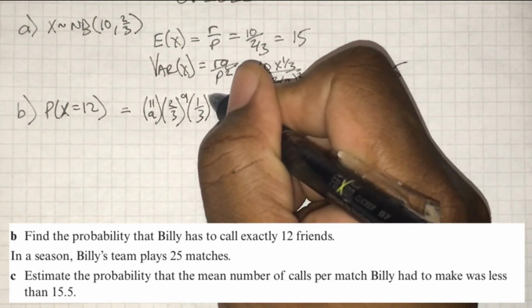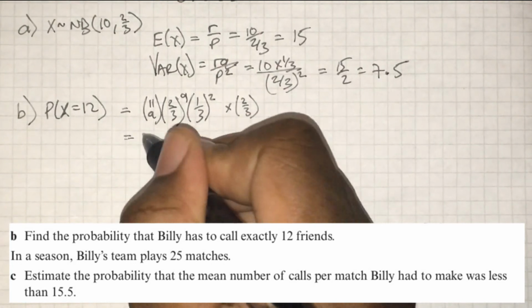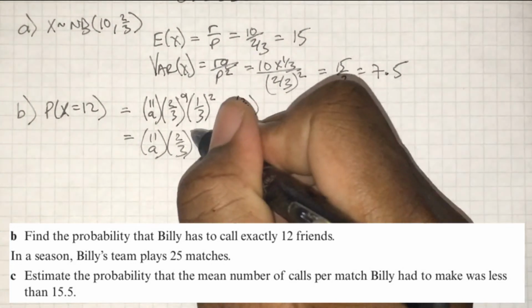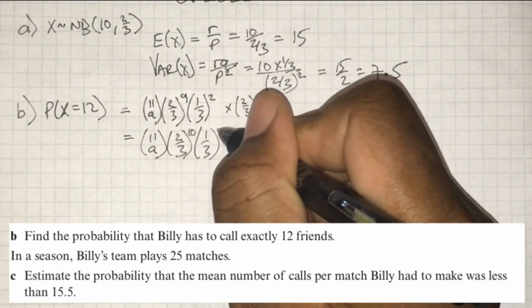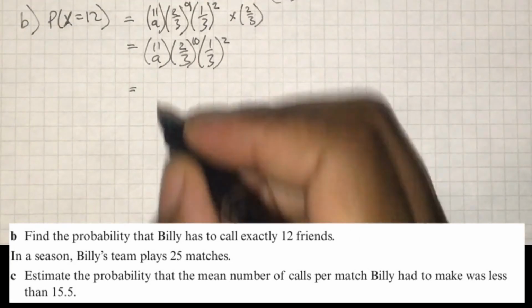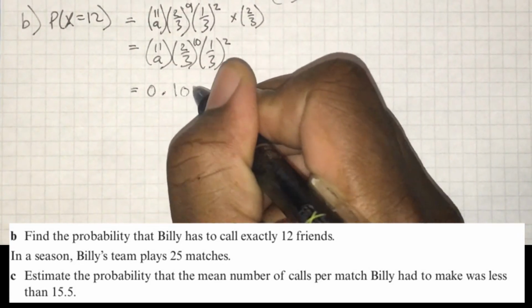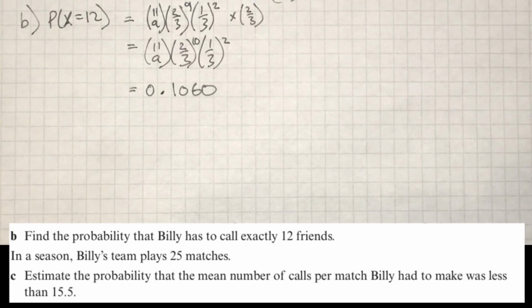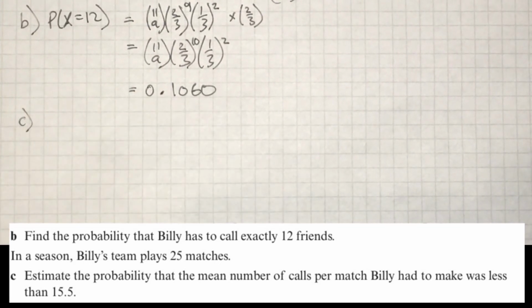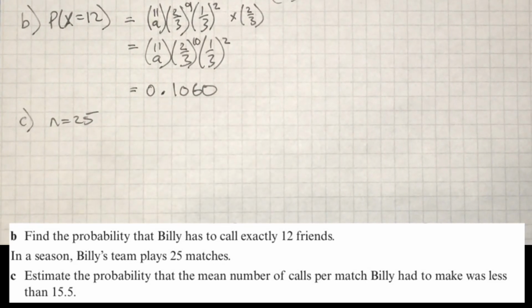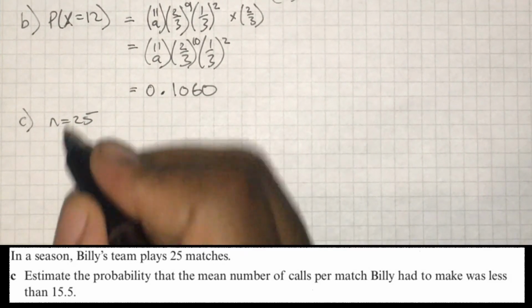So the binomial probability function for 9 successes from 11 trials, and then we're going to multiply that by 1 additional success. Rewriting, we get it into that negative binomial form, and then obviously just punching this into the calculator gets us an answer of 0.1060.